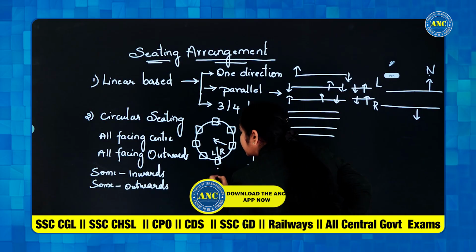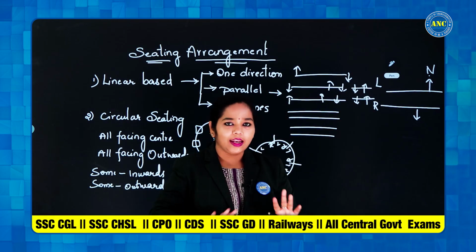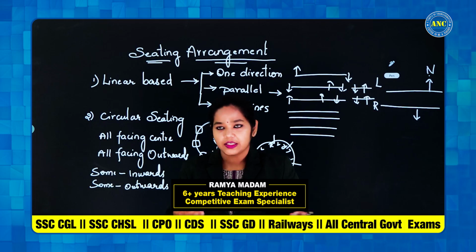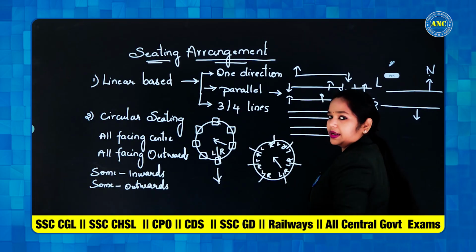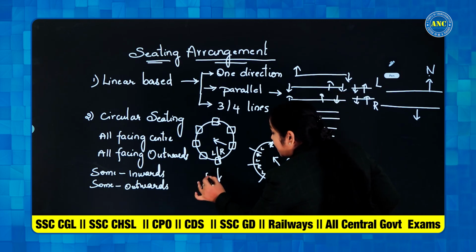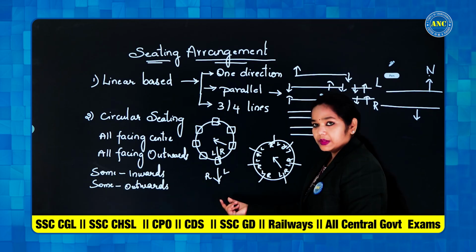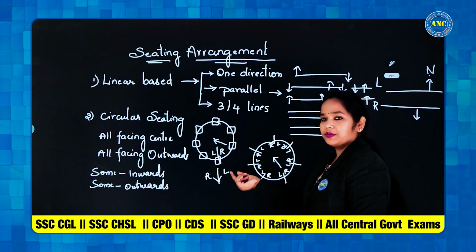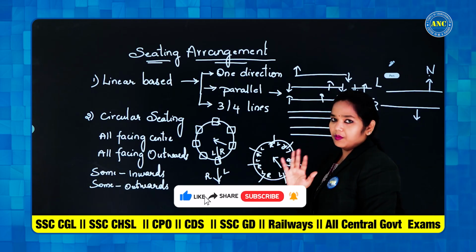If they are facing away from the center, then the positions will be reversed. If they are facing towards the center, this will be left, this will be right. When they are facing away from the center, what happens? This will be their right, this will be their left. Clear? This will be two different models.